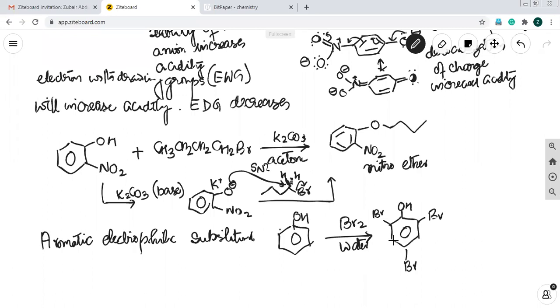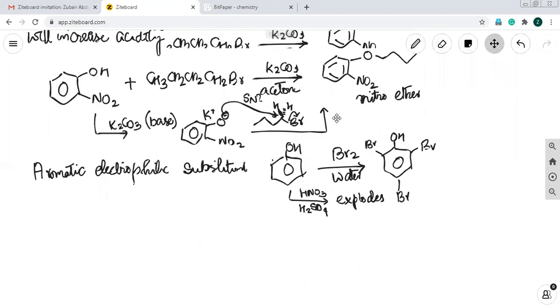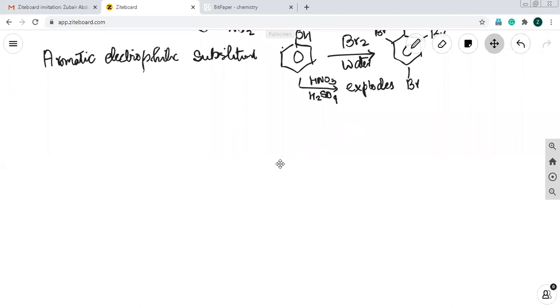And you have other electrophilic substitutions. You should never nitrate this. That also I have told you before. Using nitric acid, HNO3, H2SO4, it explodes. Okay, it is a very, very dangerous reaction. I have told you in the class about what happened in our lab. Okay, so this is electrophilic substitution.